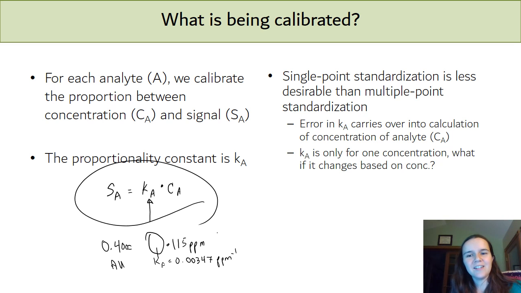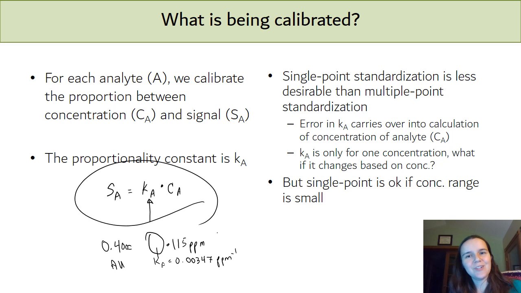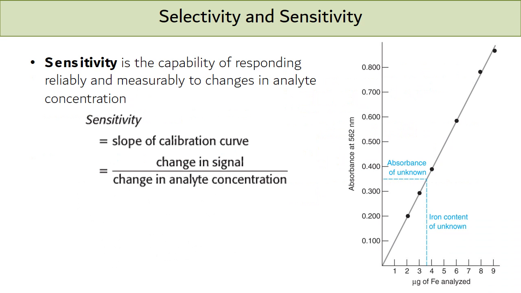The other thing is that if you're only basing the Ka on one concentration, you're really assuming that this linear proportion is there for all of your concentrations, and maybe it's not. What if the concentration is not linear to signal? So you better test more concentrations to figure it out, and testing more concentrations is called multiple point standardization. But if you really have a small concentration range, it can be okay to do a single point calibration.